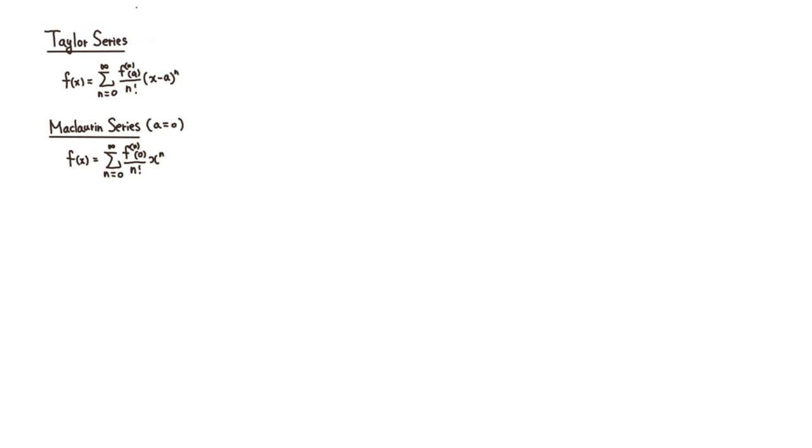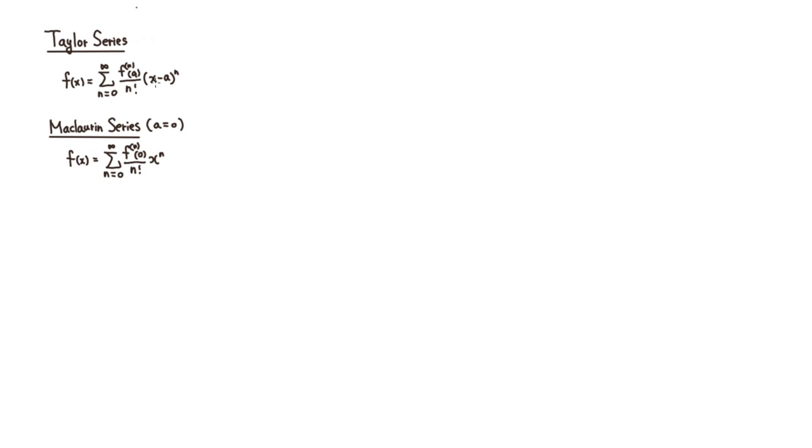All right, let's look at the Taylor series. So the Taylor series goes something like this. f of x is equal to the summation, n goes from 0 to infinity, of the nth derivative of f evaluated at a, over n factorial, times the quantity x minus a to the nth power. So this is the Taylor series centered at x equals a.